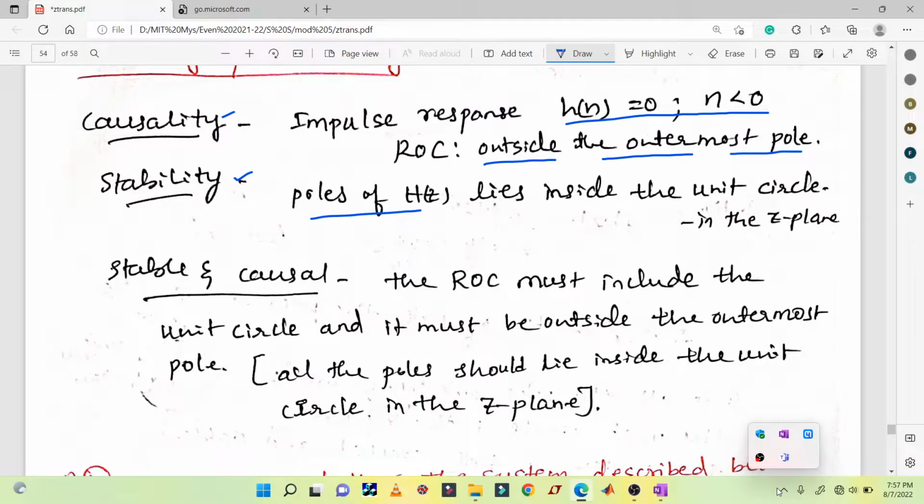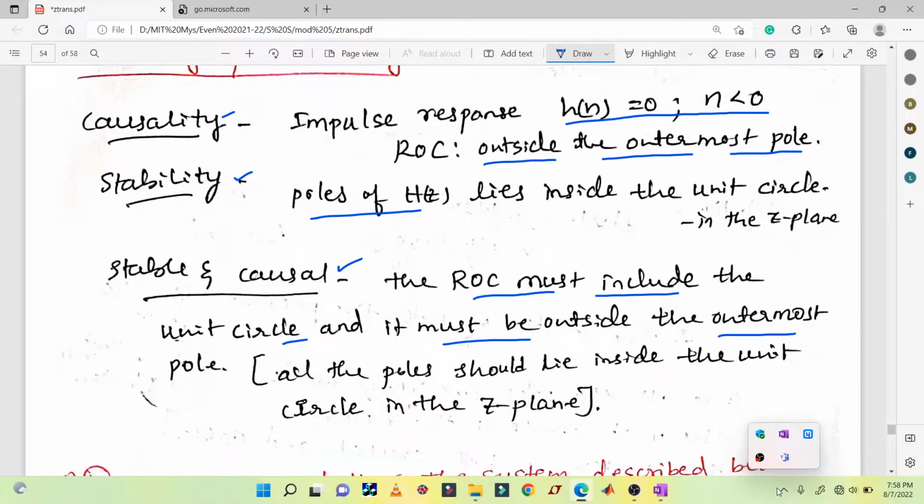They are independent. A system which is causal can be stable or it may not be stable, whereas a system which is stable can be causal or it may not be causal. So that is the condition. Now the third one is when the system is both stable and causal. It is when the ROC must include the unit circle and it must be outside the outermost pole.